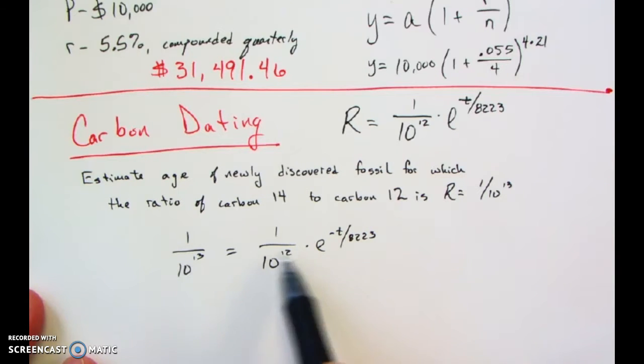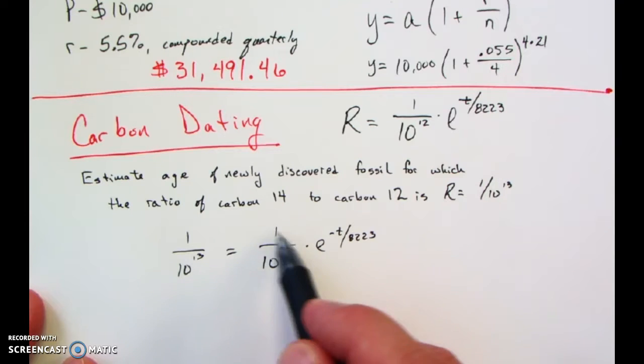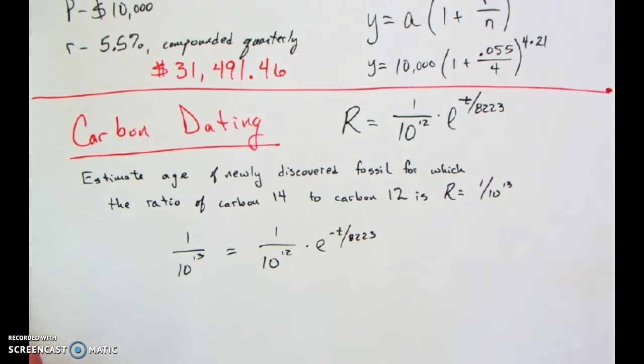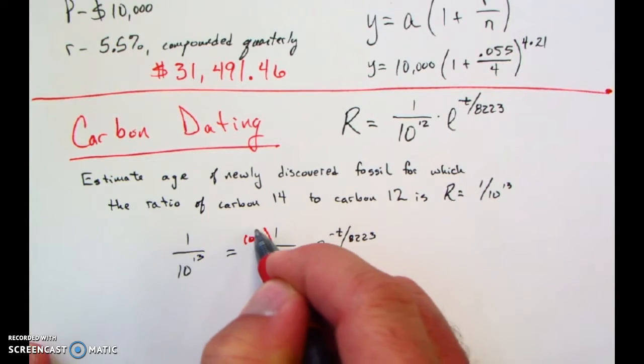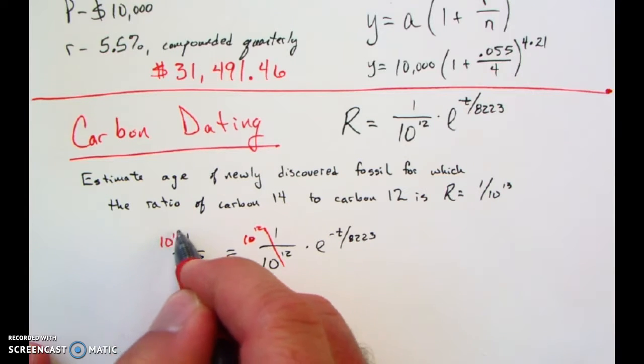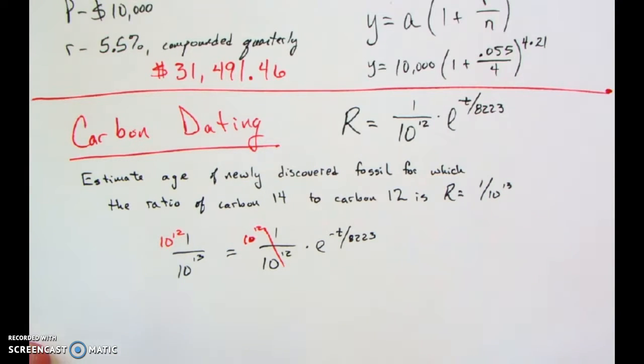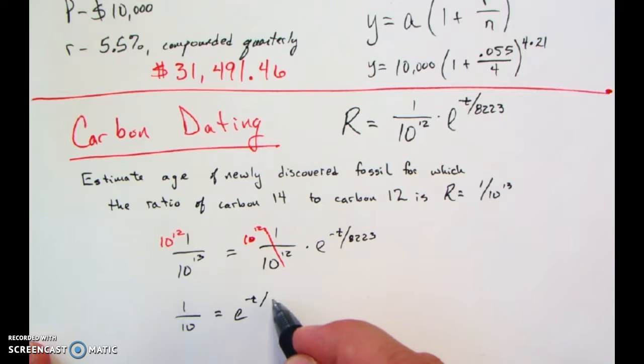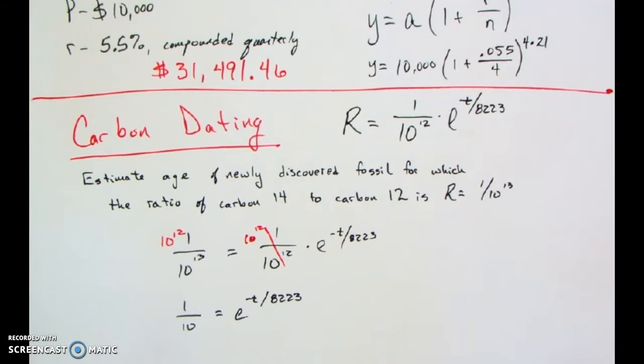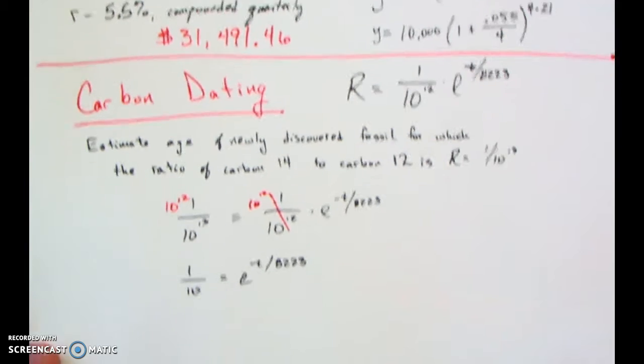I would first multiply both sides by our reciprocal here. So that means I'm going to be multiplying by 10 to the 12th on both sides. Of course, it's going to cancel here when we multiply by 10 to the 12th. And when I multiply by 10 to the 12th here, all but one of them on the bottom is going to cancel out. So we're going to have 1 over 10 is equal to e raised to the negative t divided by 8,223. Our variable is an exponent, so we're going to have to use a logarithm to solve this. Because our base is e, then that would be natural log.